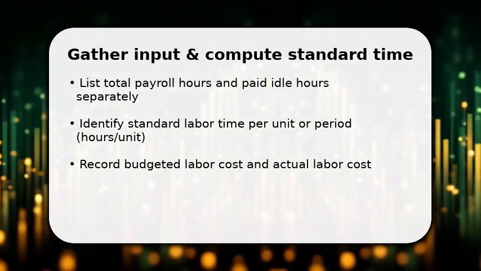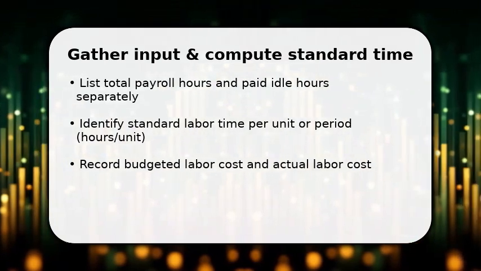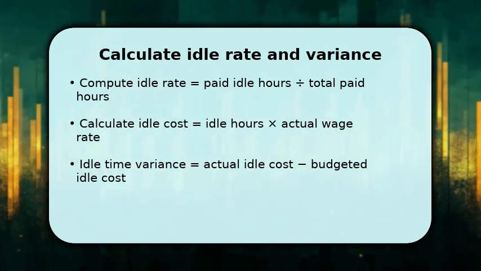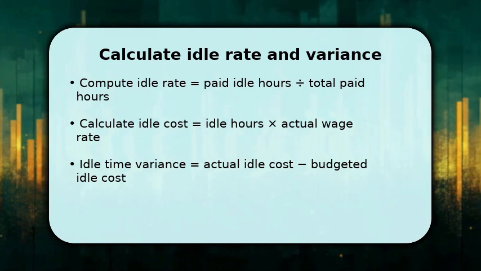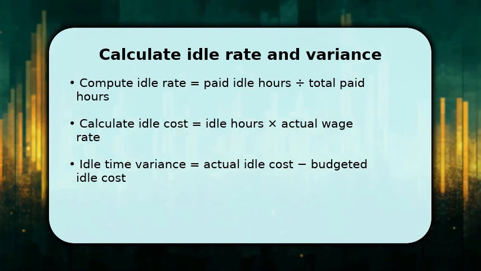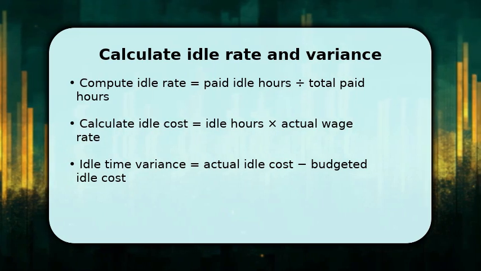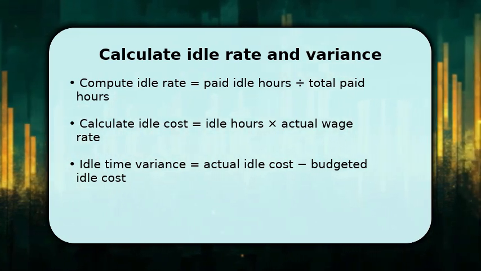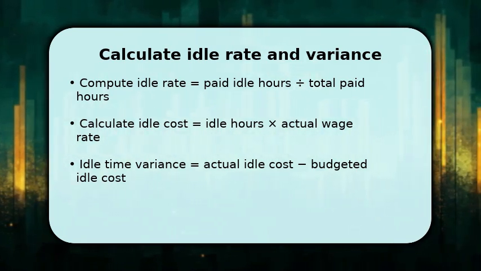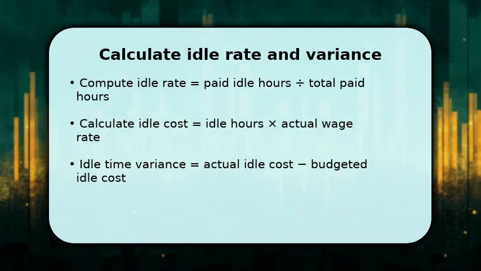You now convert hours into cost. Multiply idle hours by the actual wage rate to get actual idle cost. Next, determine budgeted idle cost using budgeted idle hours or a budgeted idle rate applied to standard labor cost. Once both costs exist, subtract budgeted idle cost from actual idle cost to get the idle time variance. Remember that a positive result is unfavorable. It means you spent more than planned on idle time, and a negative result is favorable.